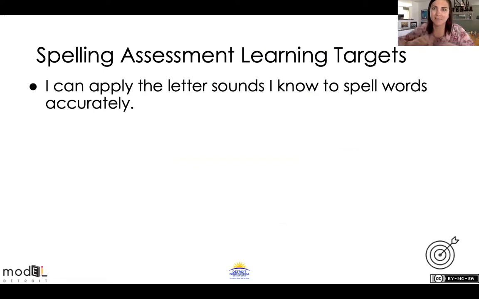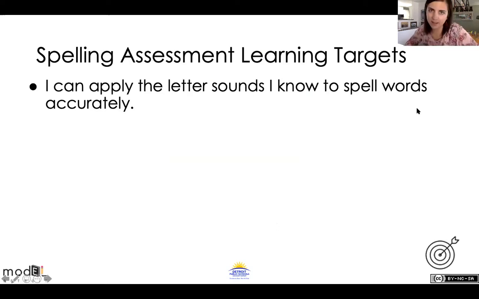Ooh, spelling assessment. So I'm going to do this with you. I'm going to read the word and then you're going to spell it and then I will write it so that way you can double check. So, spelling assessment learning targets. Let's use our bow and arrow. I can apply the letter sounds I know to spell words accurately.